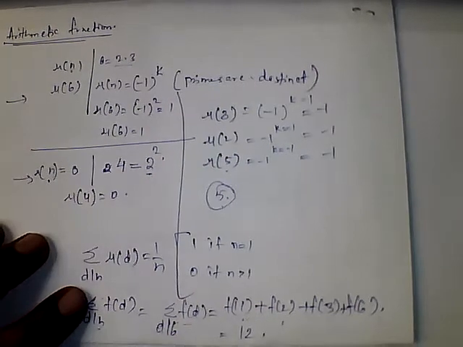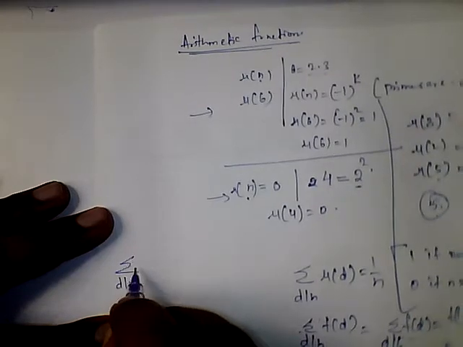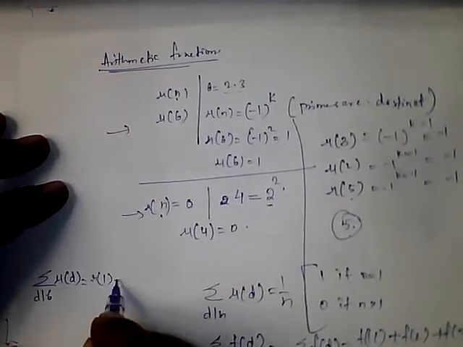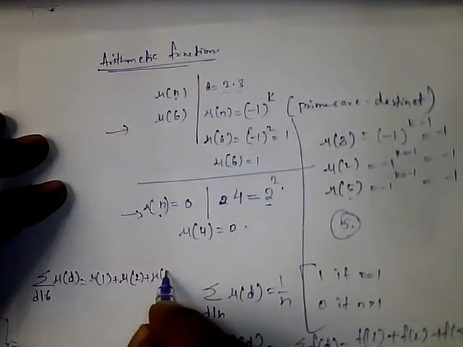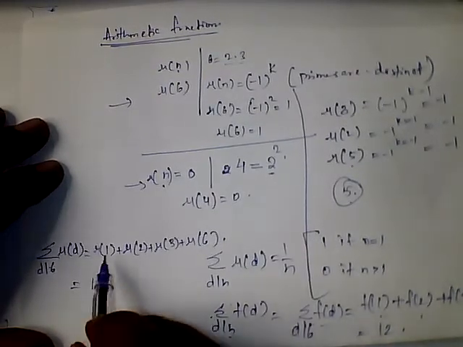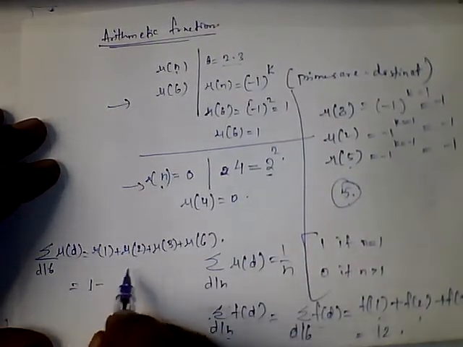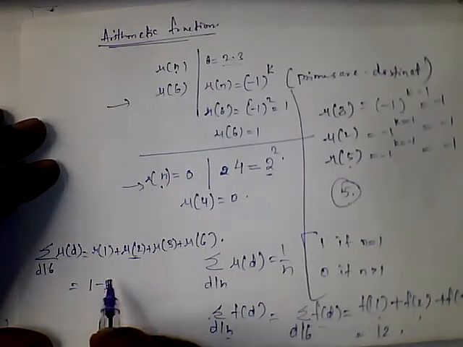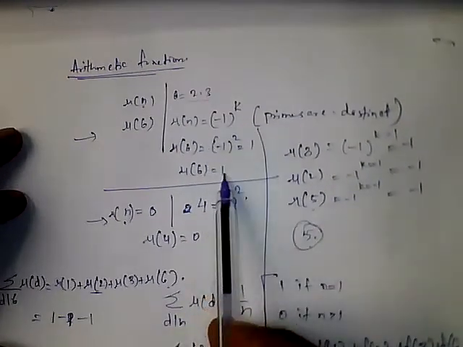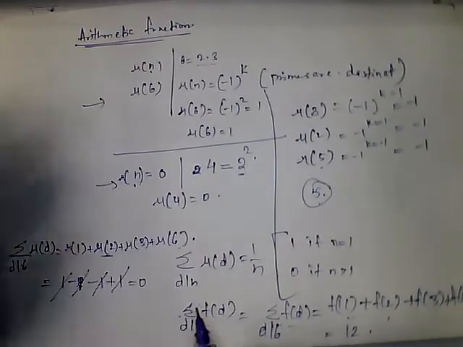But instead of this f of d, if I apply mu of d, the summation over d dividing 6 of mu of d gives mu of 1, mu of 2, mu of 3, mu of 6. We know mu of 1 is 1, which is trivial. Mu of 2 equals -1, because it has only one prime factor in its prime decomposition, and we have already found mu of 6 equal to 1. The 1 and -1 cancel, so we get 0.